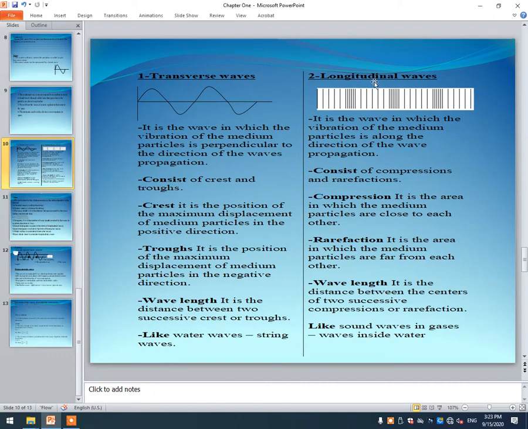What about the longitudinal wave? For the longitudinal wave, we will study only sound in air. Sound in air, try to imagine that these are the molecules of air, and I have here a tuning fork.